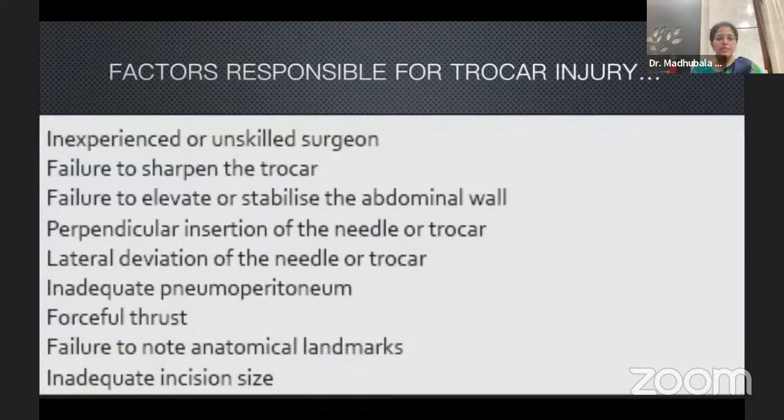So the factors responsible for trocar injuries will be an inexperienced or unskilled surgeon, failure to elevate and stabilize the abdominal wall, perpendicular insertion of the needle or trocar without looking into the BMI of the patient, lateral deviation of the needle or trocar, inadequate pneumoperitoneum, a forceful thrust, or a failure to note anatomical landmarks, or inadequate incision size. Inadequate incision size can also make you do a forceful thrust and it goes and hits a vessel or a viscus.